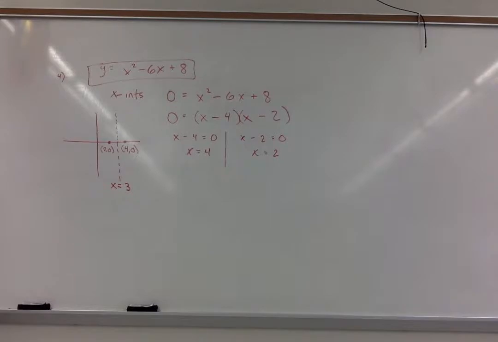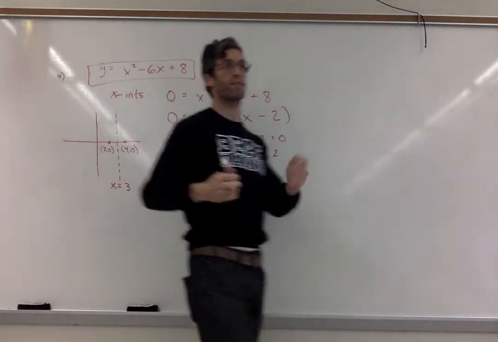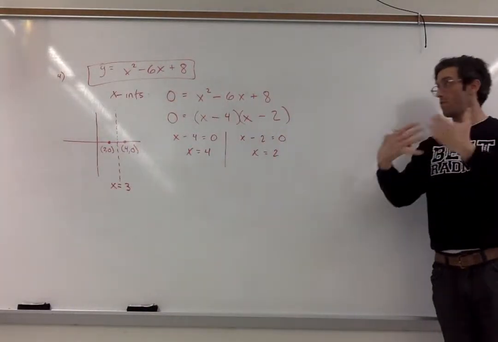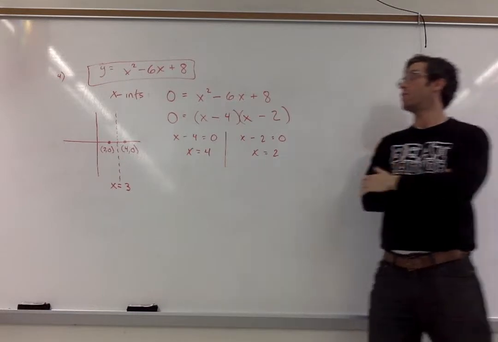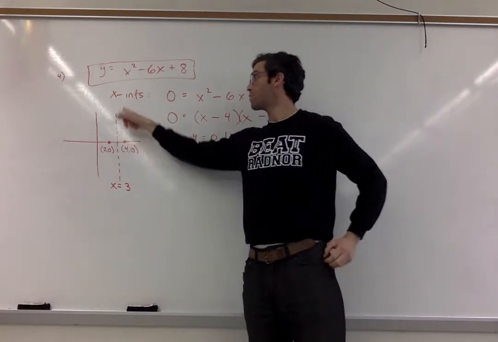We went over the little formula for the line of symmetry last time, and I will show that to you again. But I think instead of dealing with the formula, you don't have to. Once you find your x-intercepts, halfway between them will be the line of symmetry.